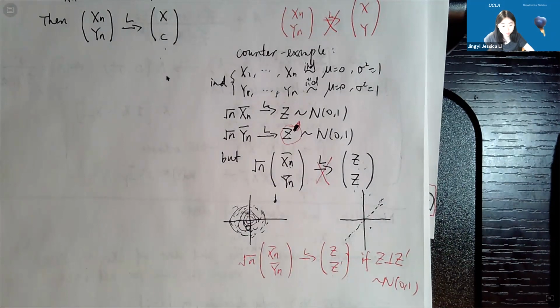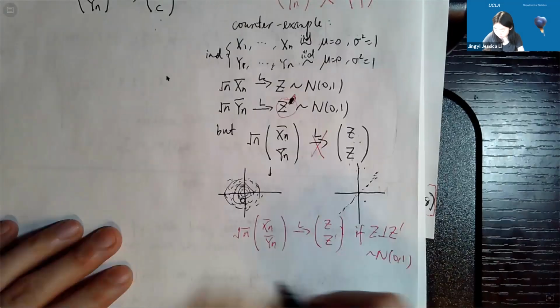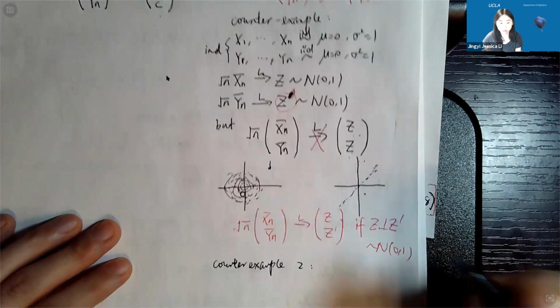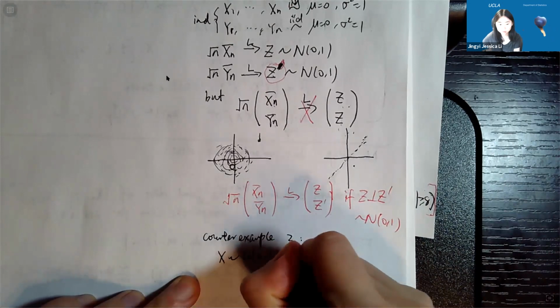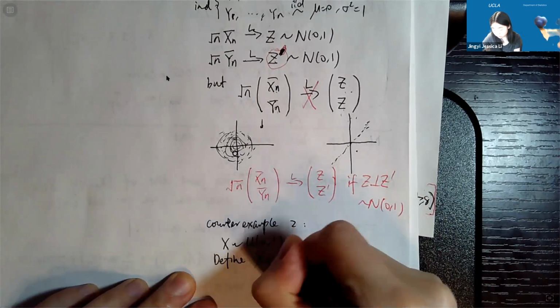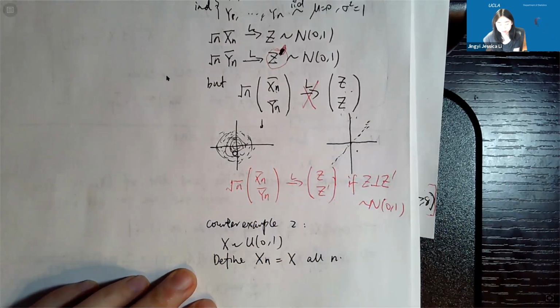Another counterexample we have in the notes is this. Counterexample 2. Here we have X as uniform 0 to 1, and we define Xn to be X for all n. So it's just a copy of X.